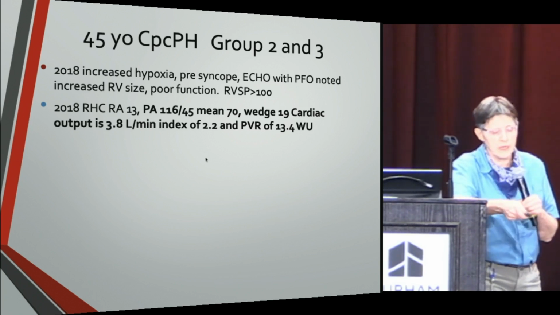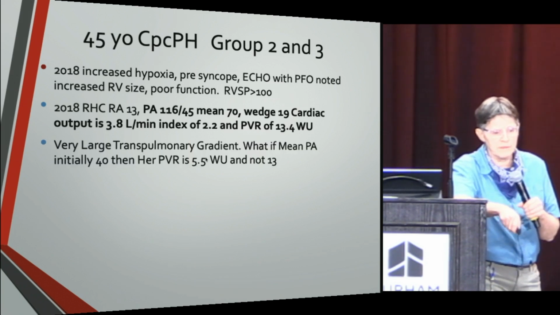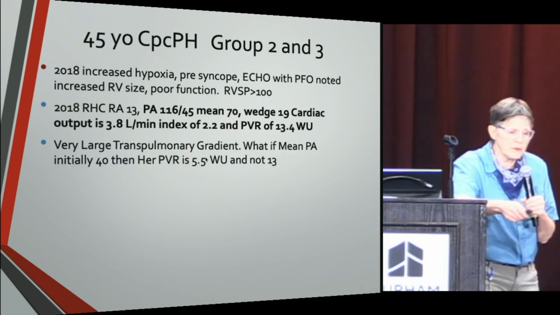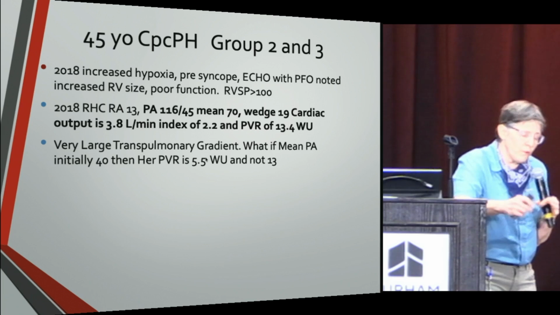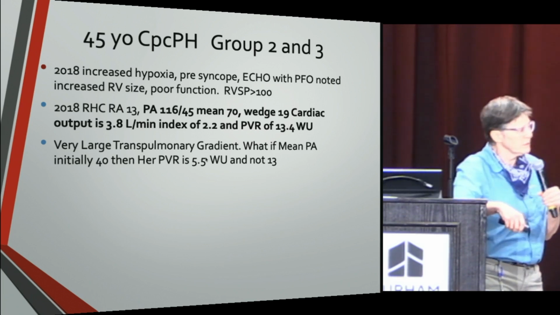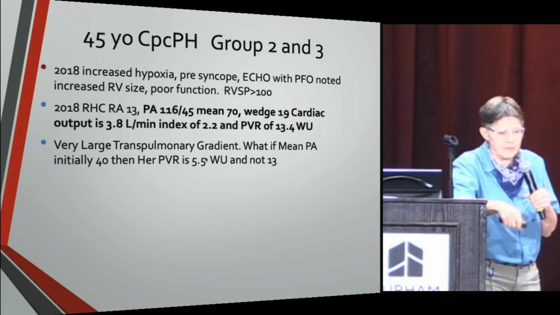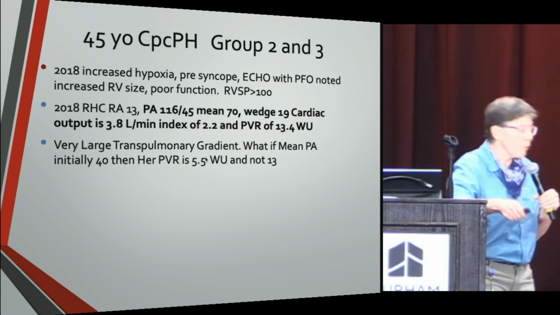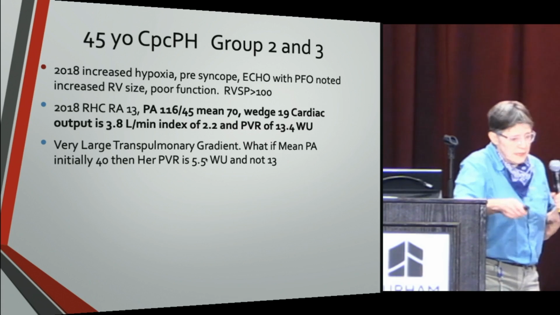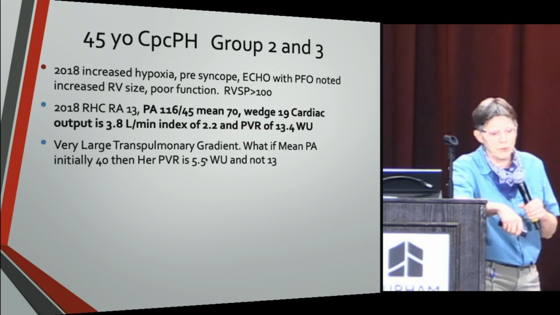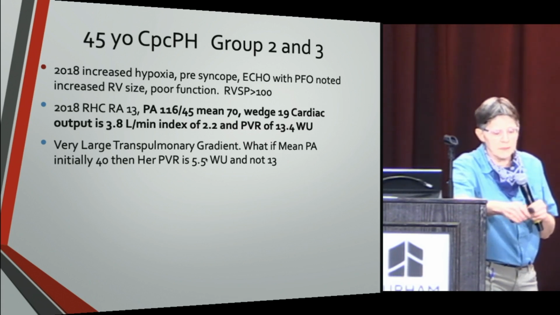Idiopathic, not. Okay, and I'll give you some backstory to be fair. But in my mind, if all things else were normal, I'd say, ooh, I don't care that this wedge is 19 because her mean PA pressure is 70. It would be different if it were 40 and 20 or something. But in this case, in my mind, this transpulmonary gradient is very big.